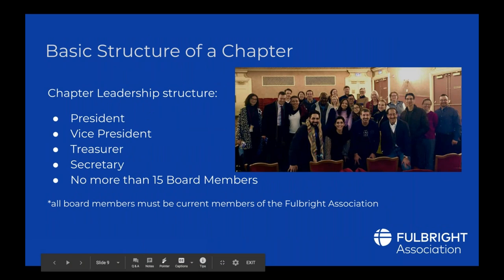So the basic structure of a chapter is we have our executive members, the president, the vice president, the treasurer, and the secretary, and then you can have up to 15 board members. We do ask that all members are current members of the Fulbright Association. So I periodically check in with people about this. We can check on our system here if they're members, and that's just a basic requirement for anyone who's going to be on the board, as well as members.